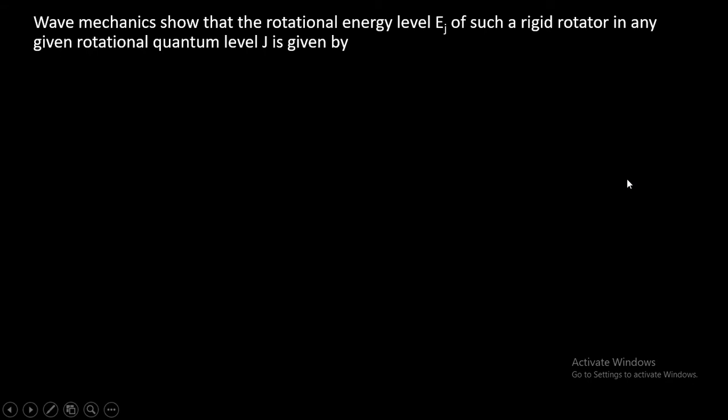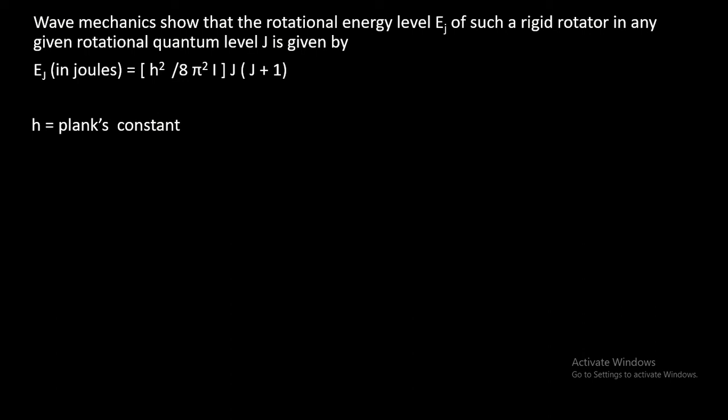Friends, putting this condition in the view of quantum mechanics, the rotational energy level of such a rigid rotator in any given rotational quantum level J is given by EJ in joules equals h square upon 8 pi square I, into J into J plus 1. J represents the rotational energy level, and h is Planck's constant. J equal to 0 is the zero energy level, J equal to 1 is the first rotational energy level, and J equal to 2 is the second energy level.